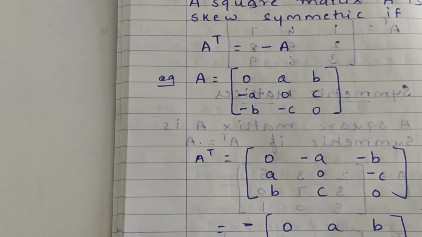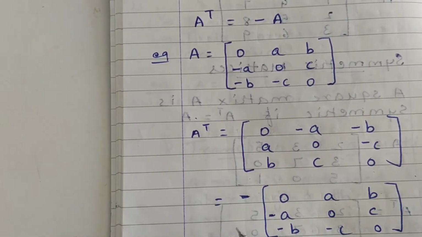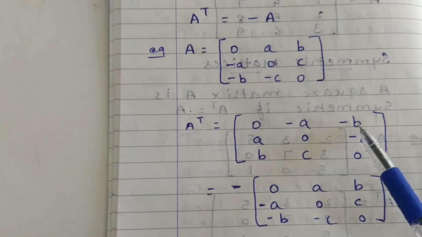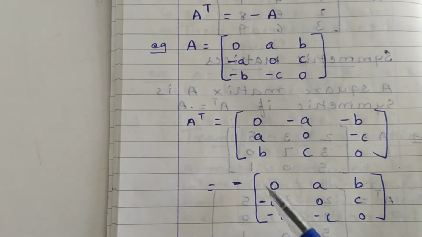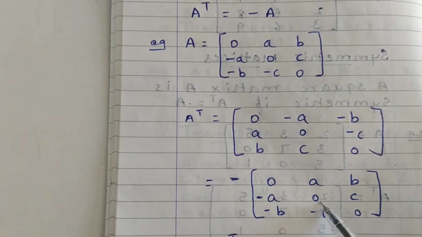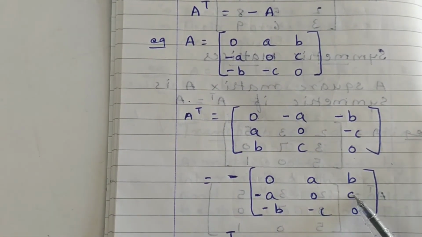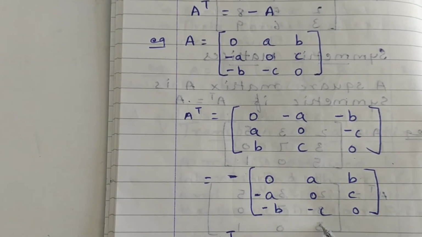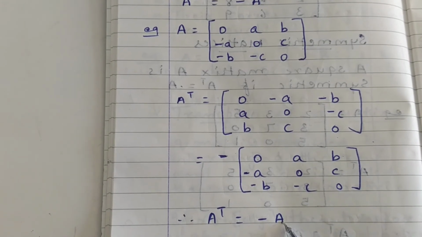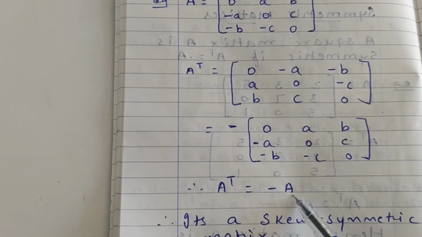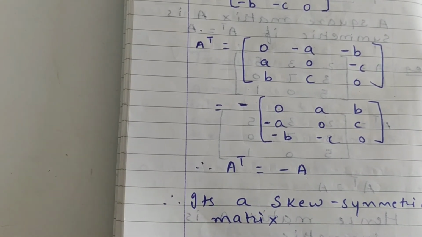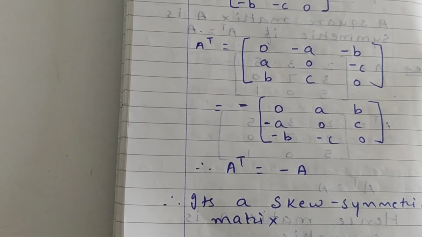If I take the minus sign common from all these elements, 0 remains 0, minus a becomes plus a, minus b becomes plus b, a becomes minus a because the minus sign is already outside, 0 remains 0, this becomes plus c, this becomes minus b, minus c and 0. This is nothing but matrix A. So your A transpose is minus A. In that case we can say that it is a skew symmetric matrix.